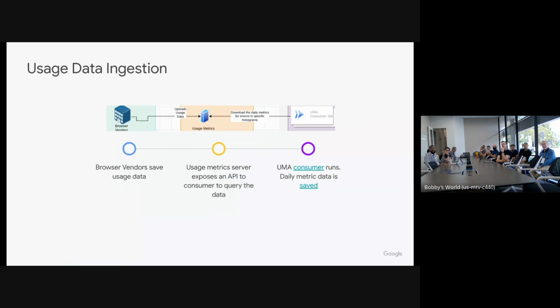And then finally, or second part, usage data ingestion. It's up to the browser vendors, and on our side, we have UMA. It saves the usage data and exposes it via a server. Then we have another process that periodically queries for daily metrics. This is very similar to what Chrome status does, almost verbatim. It just uses a different histogram, which is the WebDX histogram.